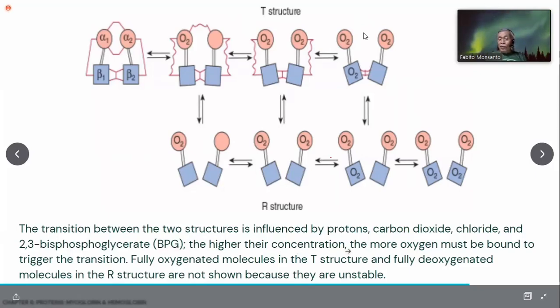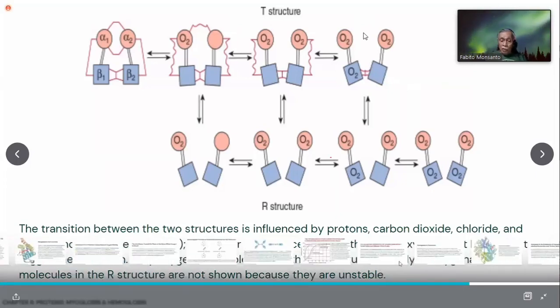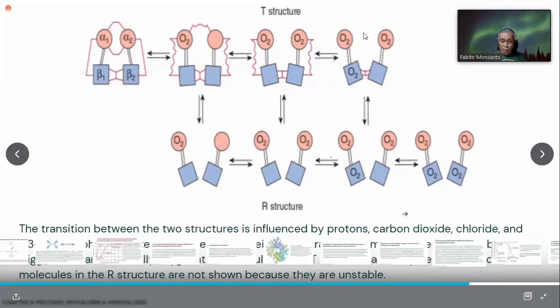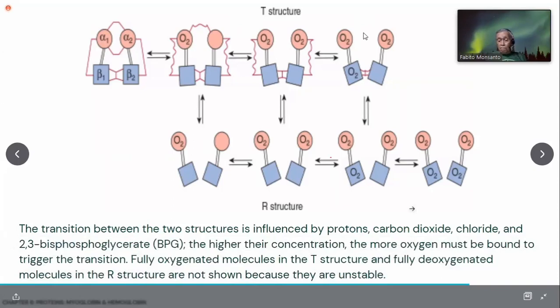The higher the concentration, the higher the oxygen must be bound to trigger the transition, meaning removal of the BPG when there is high oxygen tension. So fully oxygenated molecules in the T structure are now fully deoxygenated when it discharges the oxygen. And the R structure are not shown because they are unstable. Cooperative binding.